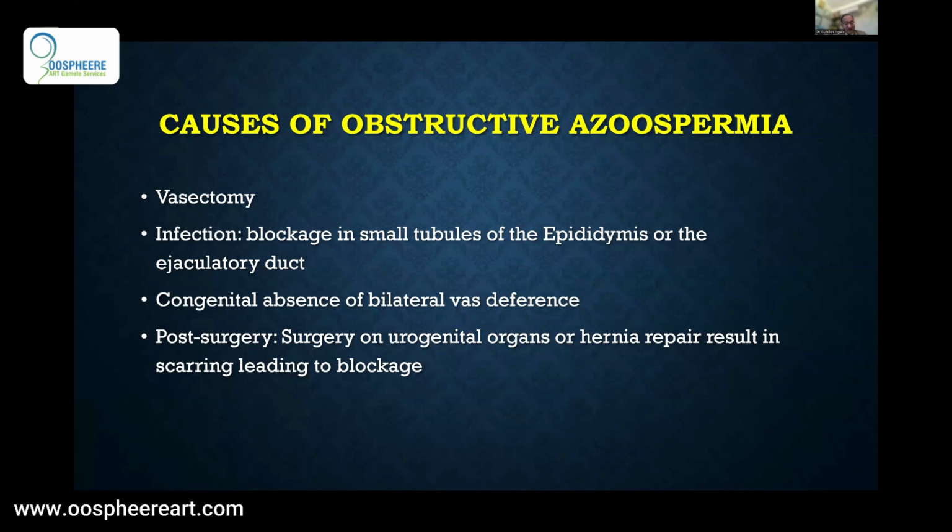There might be infection which can lead to blockage in small tubules of epididymis or the ejaculatory duct. There can be congenital absence of bilateral vas deferens, or it can be post-surgery obstructive azoospermia where surgery on urogenital organs, or hernia repair, results in scarring leading to blockage of this tract.